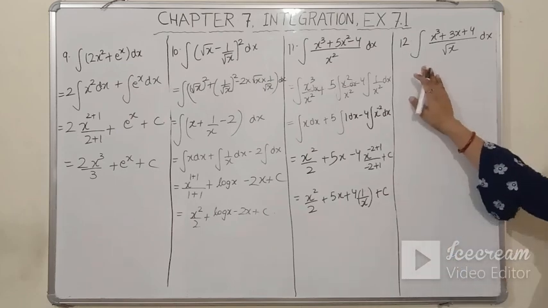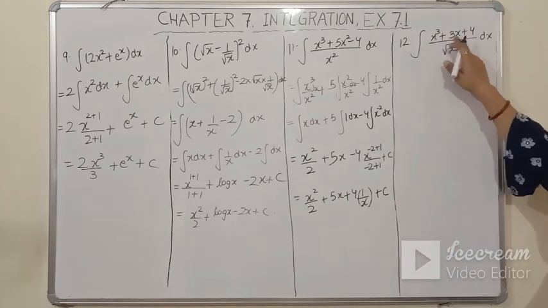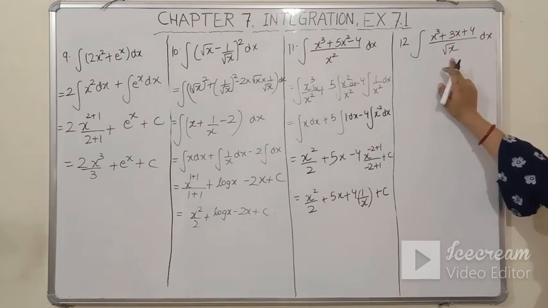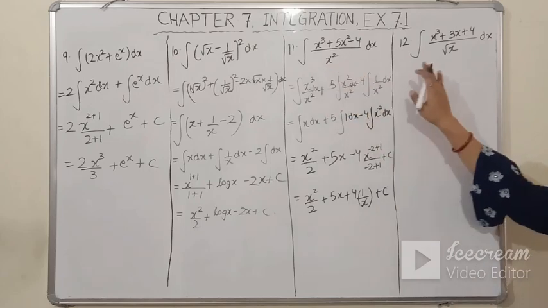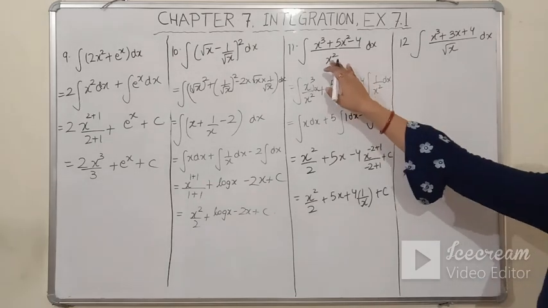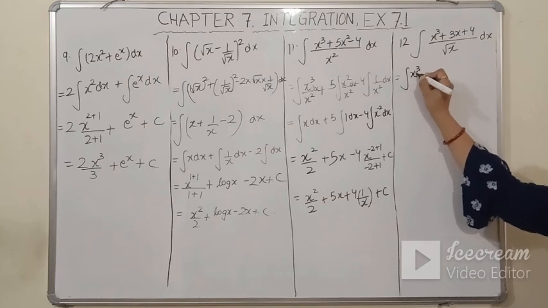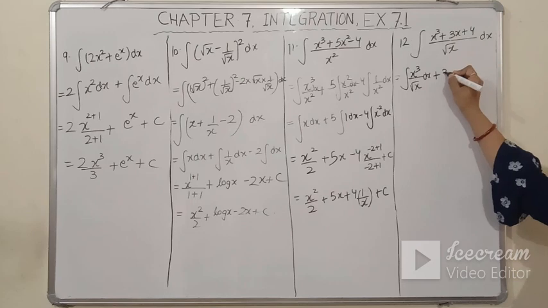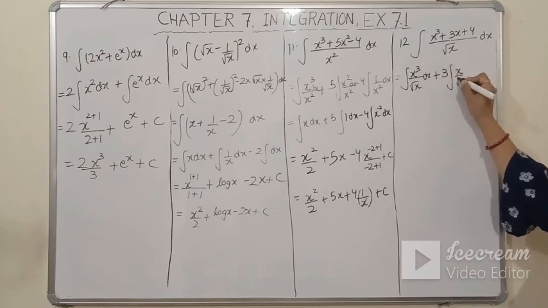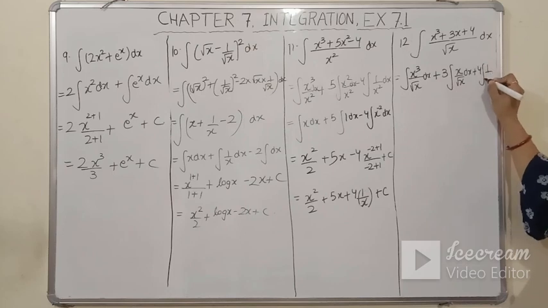Now the next question is question number 12. Question number 12 is integration of x cube plus 3x plus 4 upon root x. Now you have to proceed in the same manner you have done in question number 11. In question number 11, you have splitted the term over each term. So in the same way, proceeding like that, x cube upon root x dx plus 3 is constant, taking it outside, x upon root x dx plus 4 can be taken outside, 1 by root x dx.